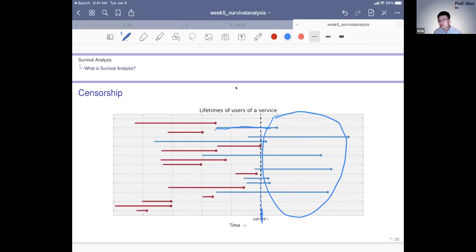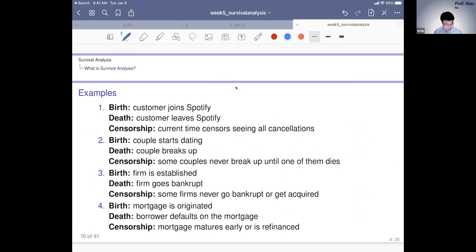Okay, so that's what the survival analysis is gonna deal with. And then lots of examples like this, right? So for all of these examples, you can just label the time they start playing as the birth, and the time that they quit as the death. And then the first example is a product, just like the game that we just described, right?